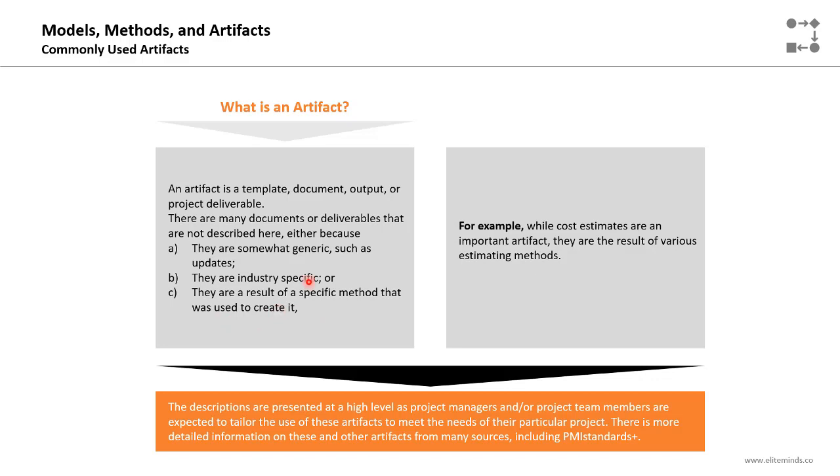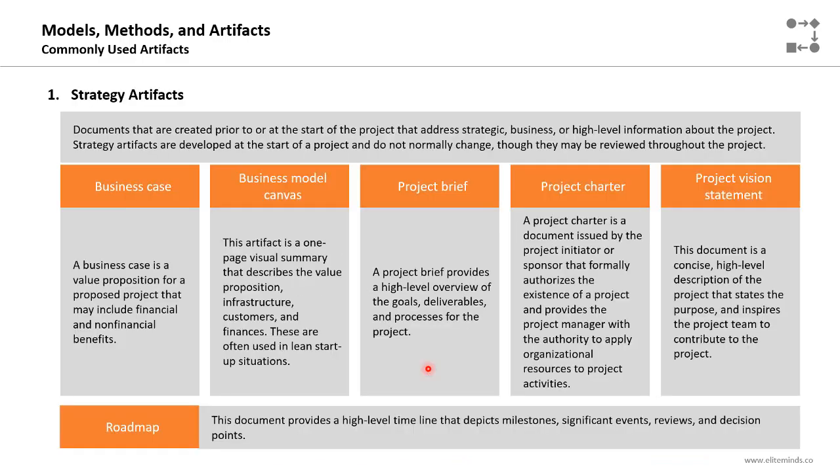They are industry specific, or they are a result of a specific method that was used to create this artifact. For example, while cost estimates are an important artifact, they are a result of various estimation methods. Therefore, it will not be covered in this lecture. The descriptions are presented here at a high level, as project managers and or project team members are expected to tailor the use of these artifacts to meet the needs of their particular project. There is more detailed information on these and other artifacts from many resources, such as the PMI Standards Plus.